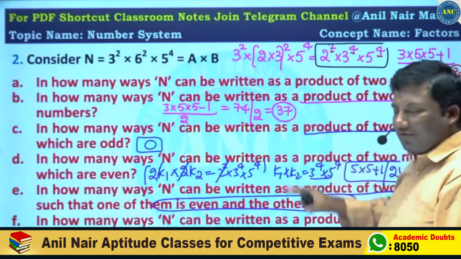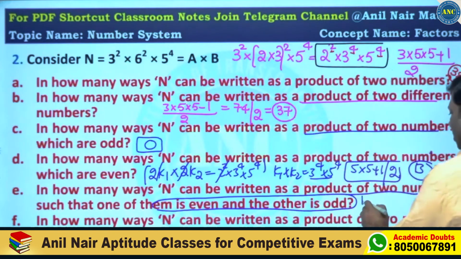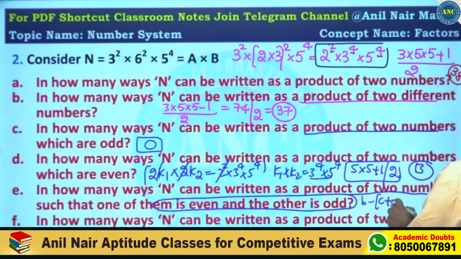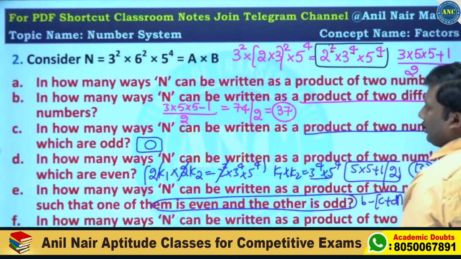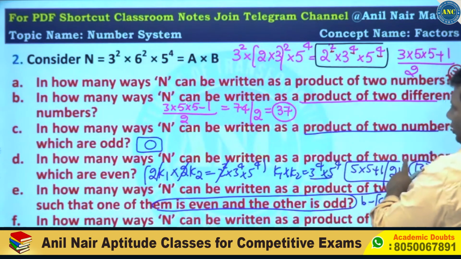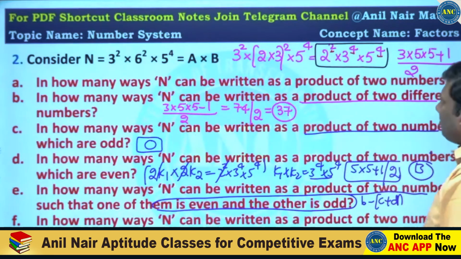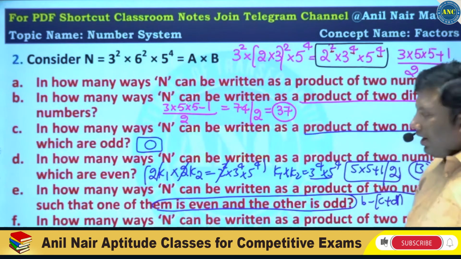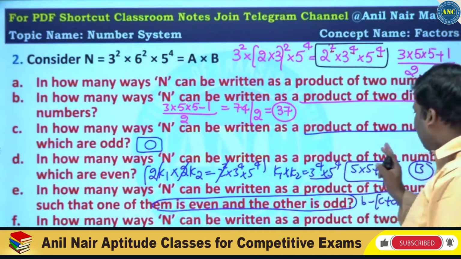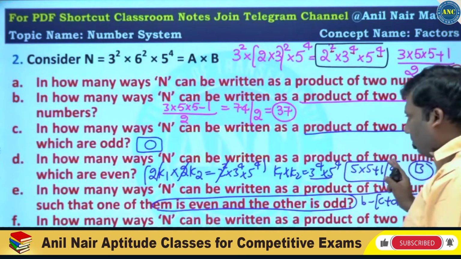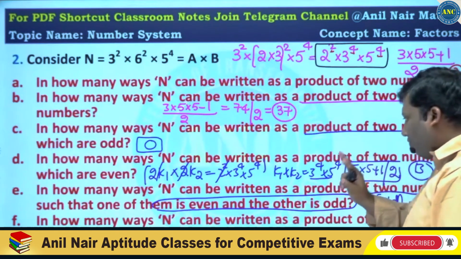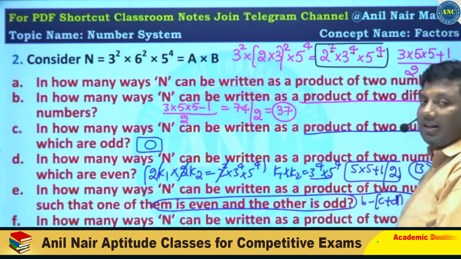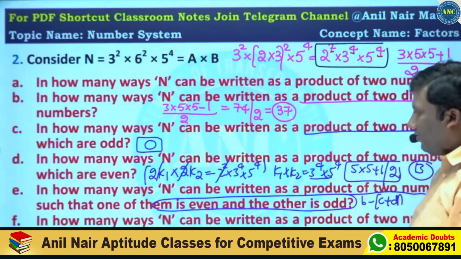B minus of C plus D. B, how much we got? 37 minus 13. I hope the idea is clear. Next: it can be written as a product of two numbers such that one of them is even and another is odd. Same concept we did.